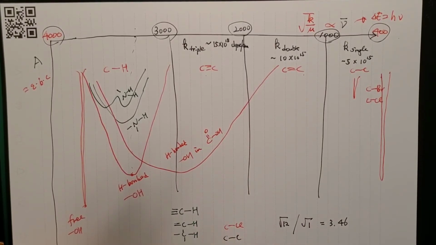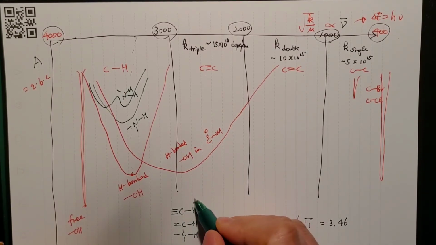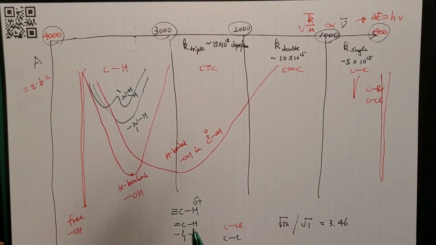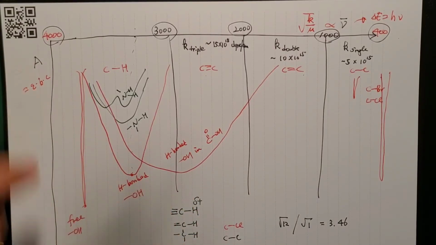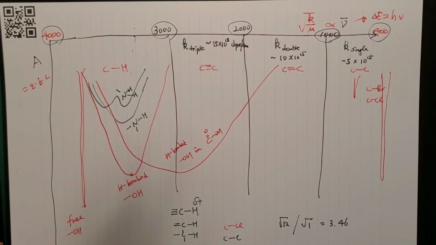The sp carbon is the most electronegative, so the bond is the most polar. Therefore, the A value will be greater, because the more polar the bond, the greater the dipole moment, meaning the epsilon value is greater. So that is expected to give you the greatest signal.